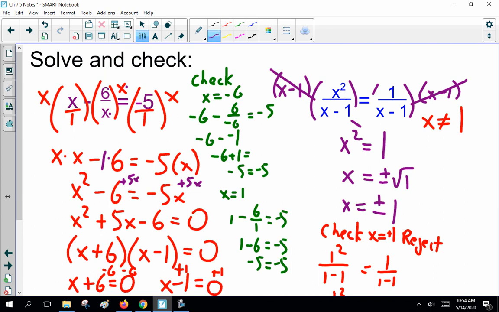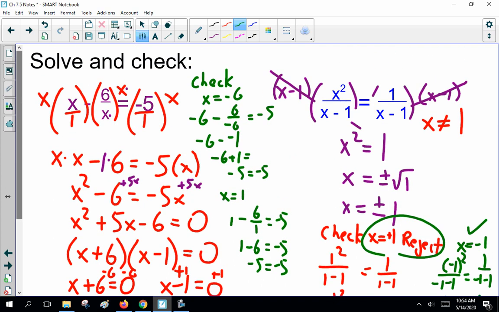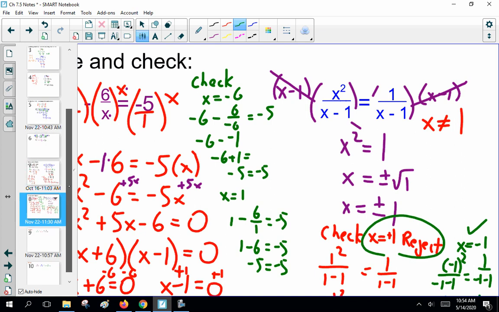Do a color I haven't done yet. All right. So x equals minus 1. This becomes minus 1 squared over minus 1 minus 1 equals 1 over minus 1 minus 1. That's 1 over minus 2 equals 1 over minus 2. So yes, here we have to reject the plus 1. But x equals minus 1 works. So be careful of these, okay? Always check your answers, and I promise you're going to see one of these where there's a problem.